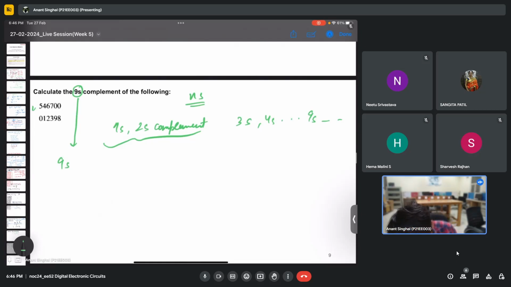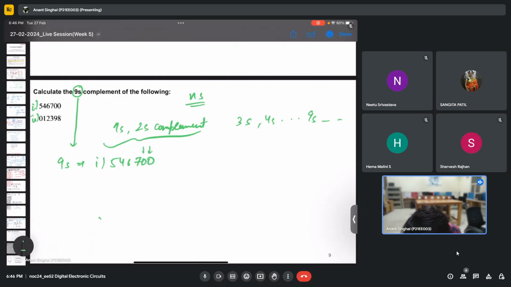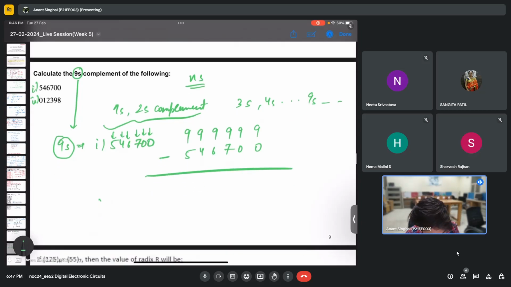So we have, let's say, two cases. In the first case we have 546,700. To calculate the nines complement, we need to subtract each digit from whatever complement has been asked. So basically, we need to subtract each digit from 9. Just by subtracting this, we will get the nines complement of this number, which will be 992,354. So this is very basic, I guess. Is there any doubt in this particular thing?